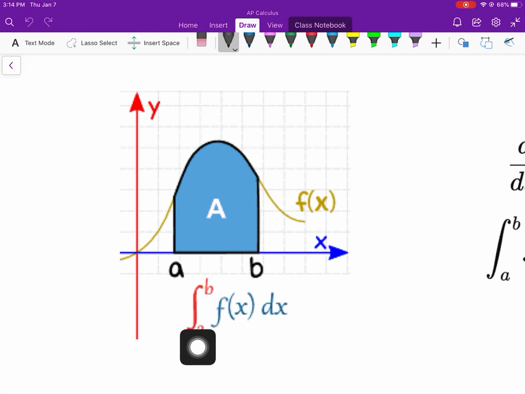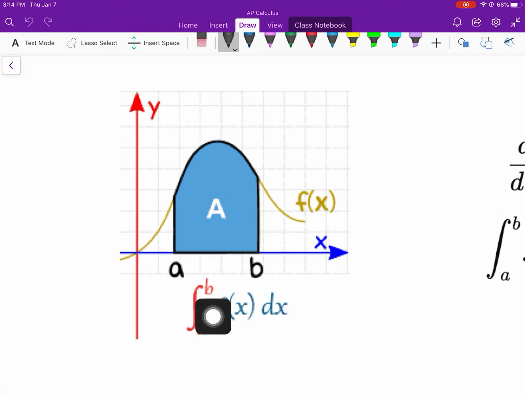So A is our lower bound. Whatever here is down here on the bottom, that's the lower bound. That's going to be on the left. And the right bound will be on the top here. So this is telling us the area from A to B. So from A to B of f of x.